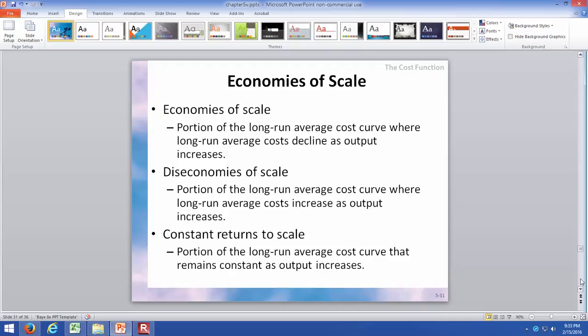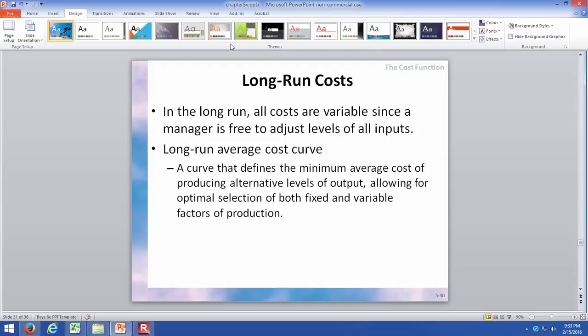Now what are diseconomies of scale? It is the portion of the long run average cost curve where long run average cost increases as the output increases. Basically that means that perhaps we are producing more than what is optimal given our limited capital. So here we are actually losing money by producing more. Now constant returns to scale basically means that as we increase the output, there is no effect on the cost.